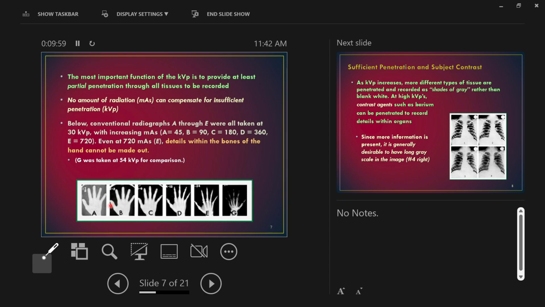So this is six radiographs taken. Let's see what they say. A through E, all of them, were taken at 30 kVp. What did I tell you the minimum was for a hand? Like 50-ish, 54, I think is what I said, right? All of them were taken at 30 kV, so kV is the same, all with increasing mAs. A was done at 45 mAs, then 90, 180, 360, 720, and then G was done at a higher kV. Anyway, let's look at A through E.